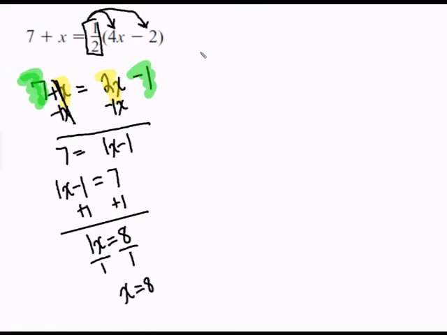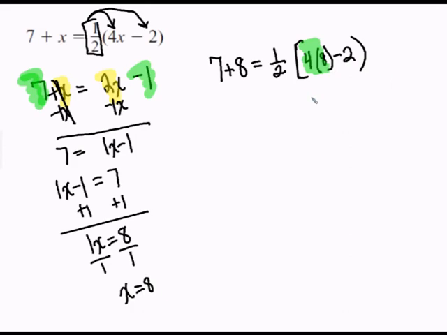Now I have to check. Let's plug it back into my original. 7 plus 8 equals 1 half times 4 times 8 minus 2, close parentheses. I need to work with this set of data first. I have a parentheses within parentheses, so I have to use my order of operations to do that.